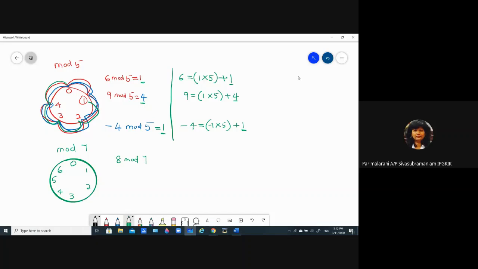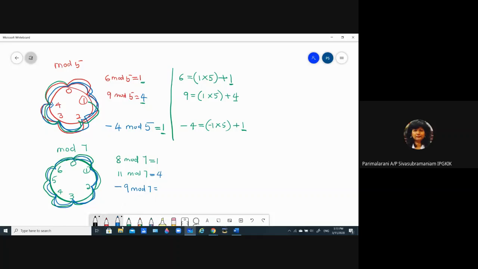So go clockwise. 1, 2, 3, 4, 5, 6, 7, 8. Where did we stop? At 1. So the remainder is 1. Okay, what is 11 mod 7? 1, 2, 3, 4, 5, 6, 7, 8, 9, 10, 11. Where did we stop? At number 4. So this is 4.